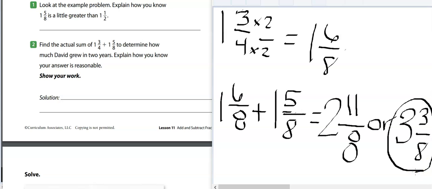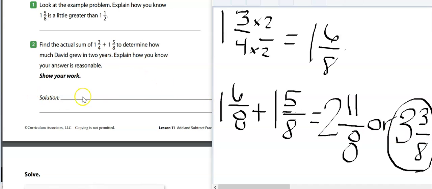Now we need to explain if our answer is reasonable compared to our estimate. We estimated that he grew 3 1/4 inches. Now, is 3 1/4 inches close to 3 3/8 inches? It is. So that means our answer is indeed reasonable.